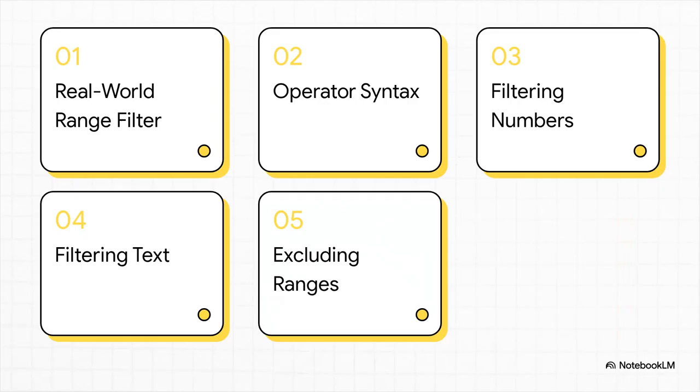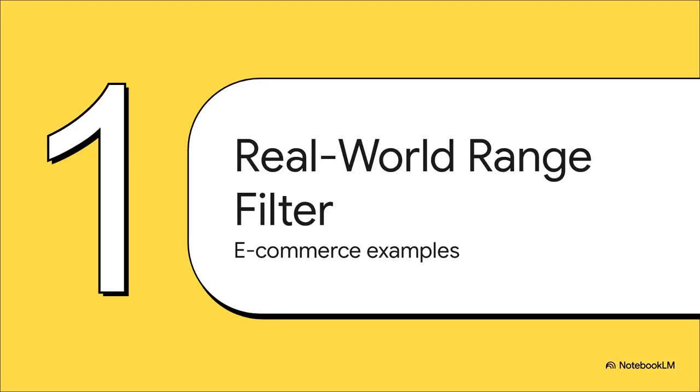Here's our roadmap for today. We'll look at the real-world range filter, then the between operator syntax, filtering numbers using student fees, filtering text using student names, and finally, excluding ranges with not between. Let's dive in. Section 1.